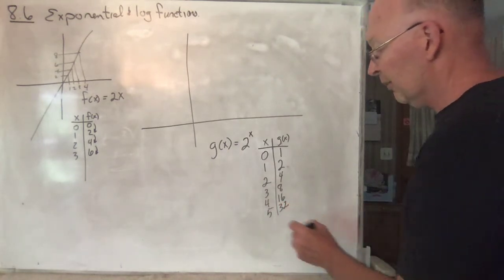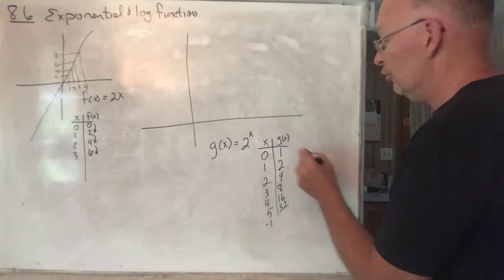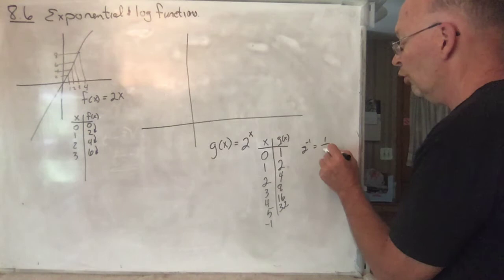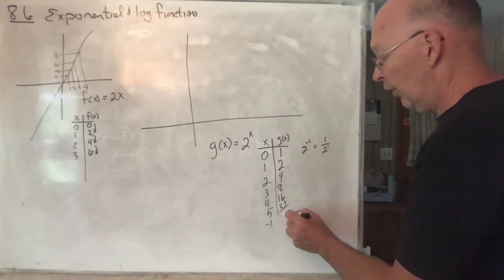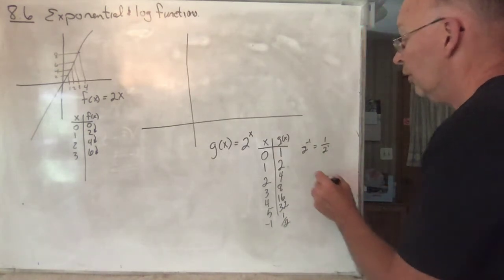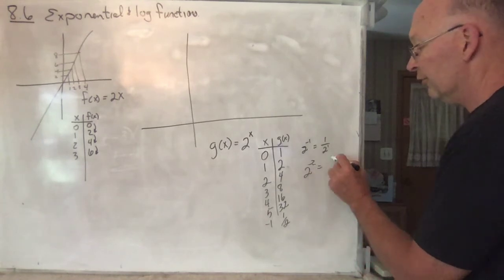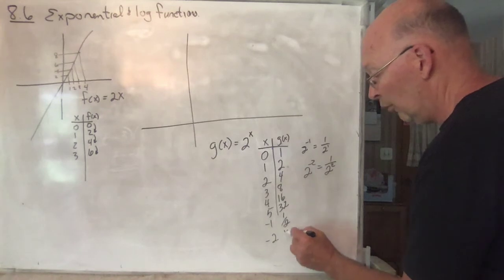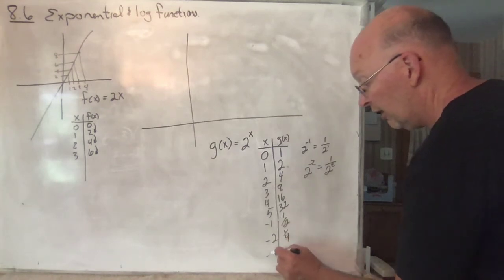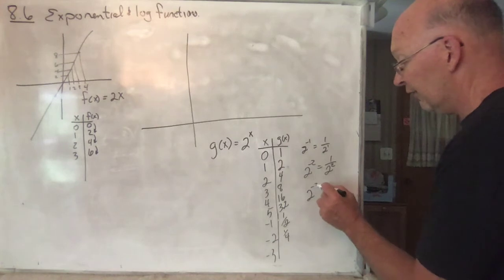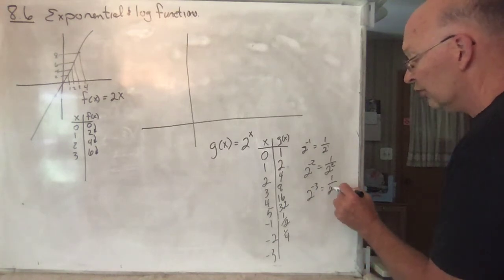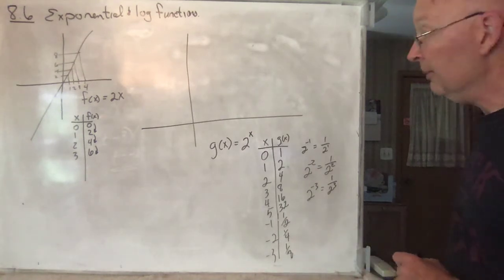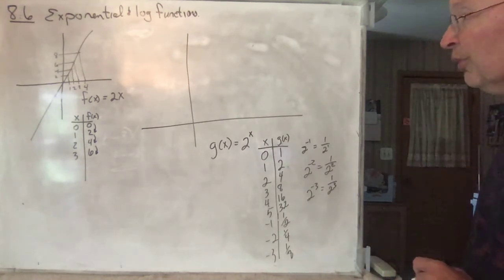If we take negative numbers like -1, 2 to the -1, remember what that means? It means 1 over 2 to the first power. That's 1/2. What about 2 to the -2? That's 1 over 2 squared, so it's going to be 1/4. If you have -3, 2 to the -3 is 1 over 2 cubed, which is going to be 1/8. Okay? So let's see what this graph looks like.